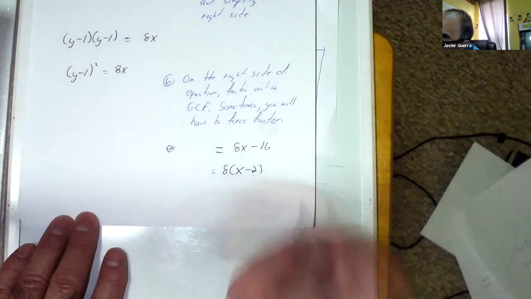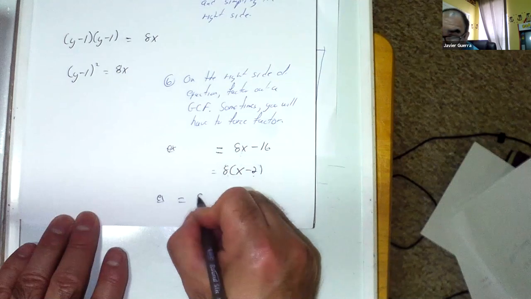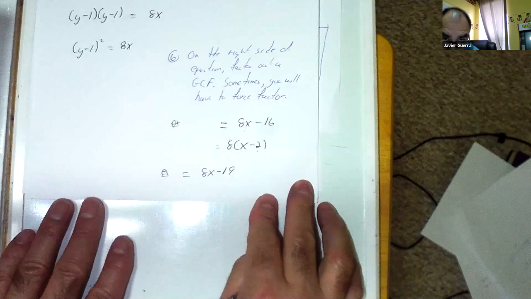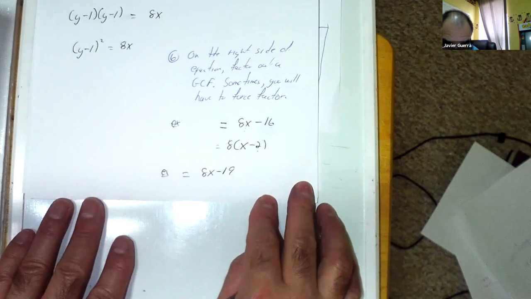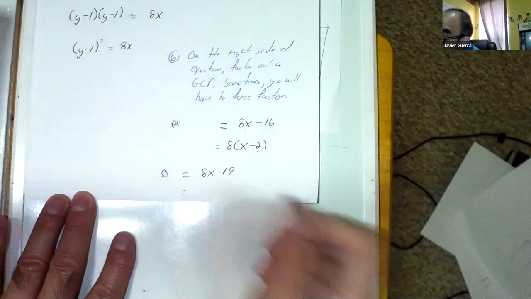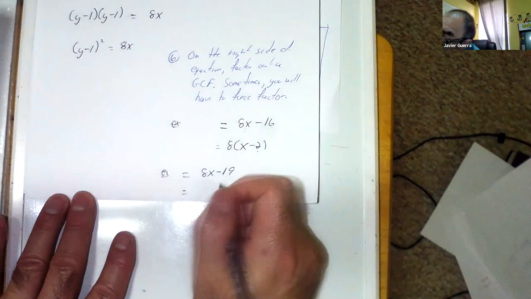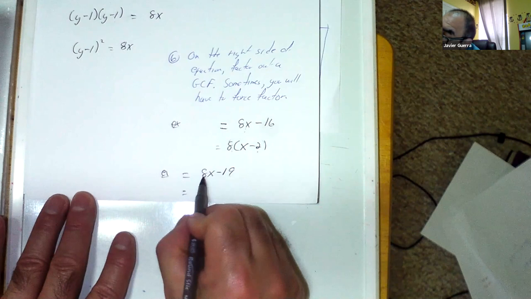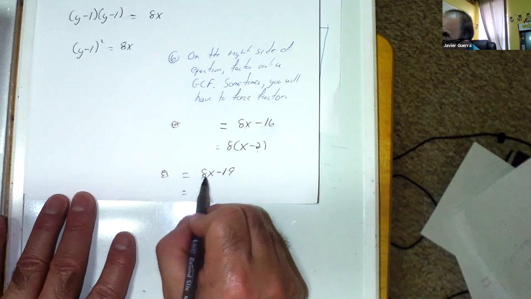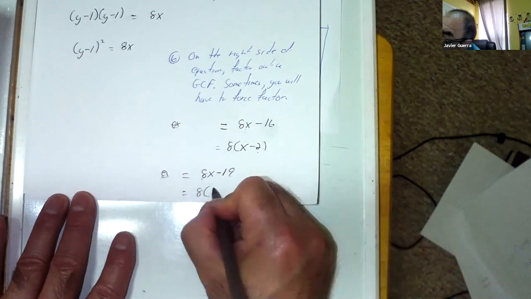But what if the expression read 8x minus 19? What would you factor out? Okay, this is where the force factoring comes into play. I'm going to show you how to do it. Regardless of what the back number is, you are going to factor out that 8. You're always going to factor out the number in front of the x term. So you're going to take out an 8, and then when you factor it out, this is what the expression would be.